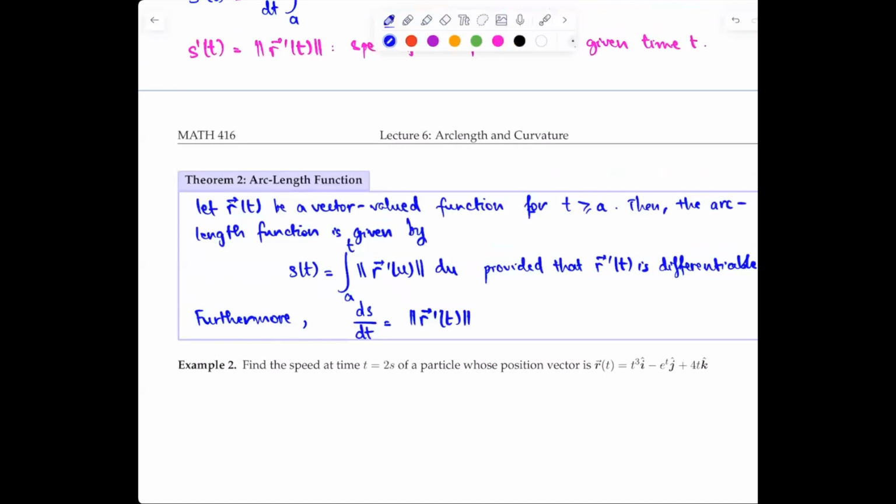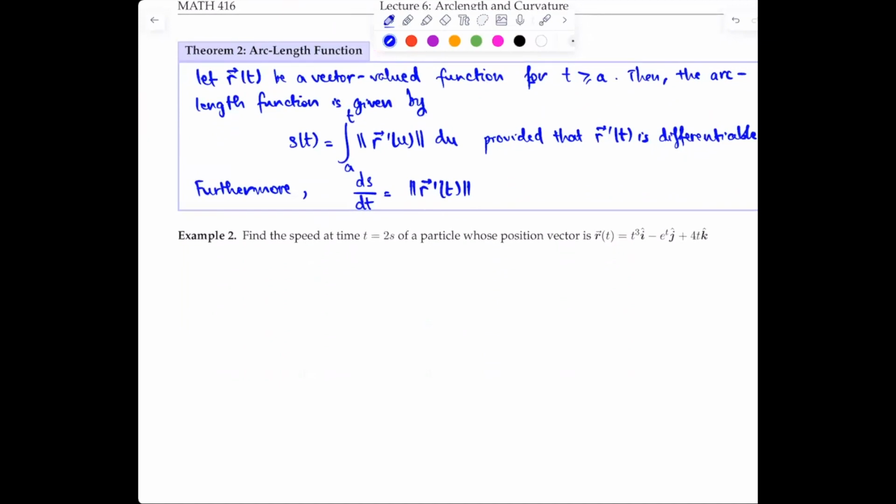Okay, example 2. I want to find the speed of the particle whose position vector is r of t. This is a three-dimensional vector valued function. I want to know the speed of the particle at t equal to 2 seconds. So we want to calculate the speed. That means you want to calculate the length, or the magnitude, of the tangent vector. To find the tangent vector, you need to take the derivative of each component of the vector valued function.